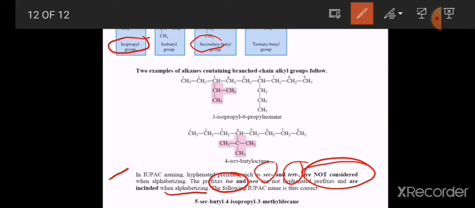So kung pipiliin ka, isobutyl versus propyl or butyl, so syempre mas mauna si butyl kasi B comes first before I. Pero ganun din kapag isopropyl tsaka propyl, kasi meron kino-consider natin yung I, yung iso sa alphabetical listing. Pero kapag yung tertiary, hindi na natin sinasama. Kunyari kung butyl, tertiary butyl, ang reference ng alphabetizing ay yung butyl, hindi yung tertiary. Okay?